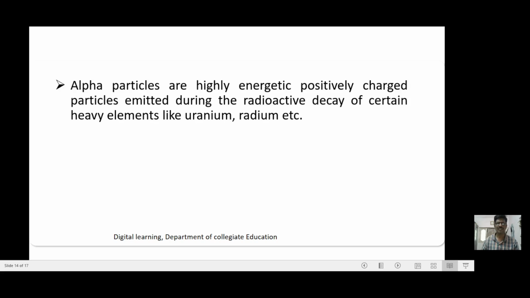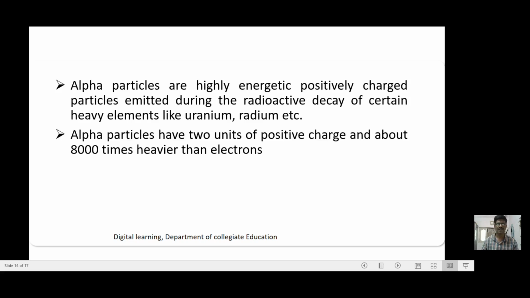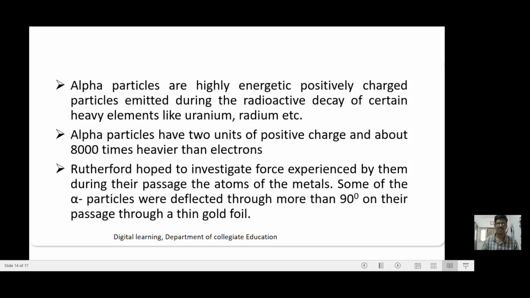Alpha particles are highly energetic, positively charged particles emitted during the radioactive decay of certain heavy elements like uranium, radium, polonium, etc. Alpha particles have 2 units of positive charge and are about 8,000 times heavier than electrons. Rutherford hoped to investigate the force experienced by them during their passage through the atoms of the metals. Some of the alpha particles were deflected through more than 90 degrees on their passage through a thin gold foil.